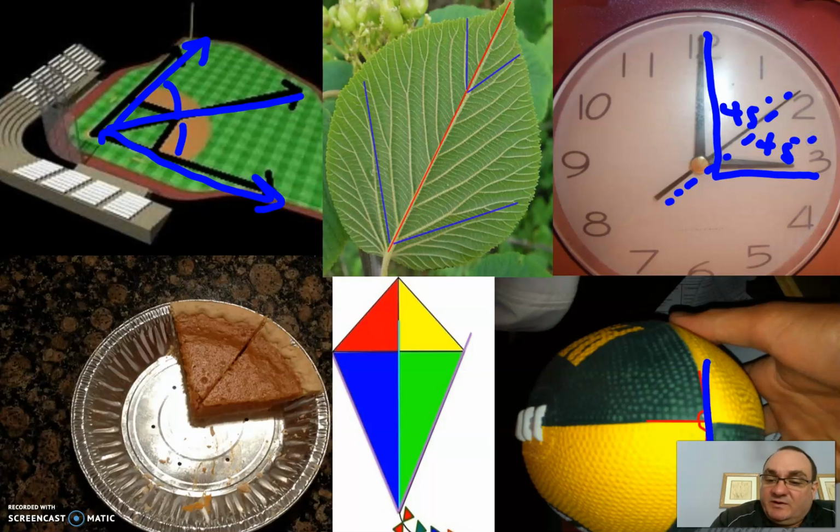Same thing on this football, and this piece of pie has been split also into this angle, and this piece of pie has been split into two parts.